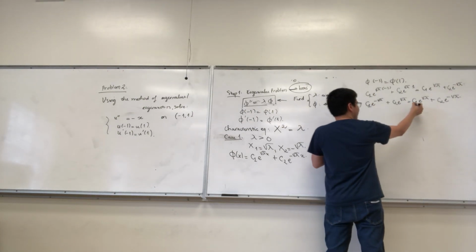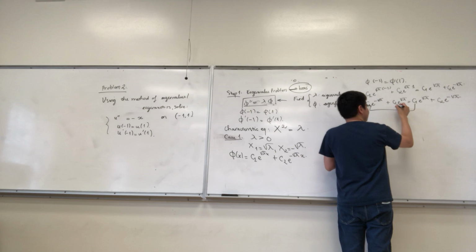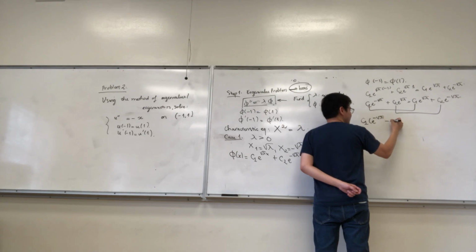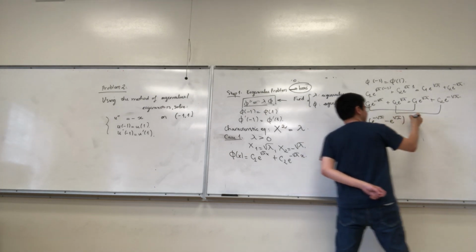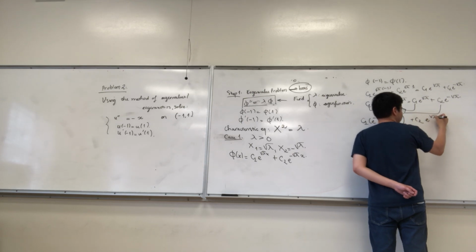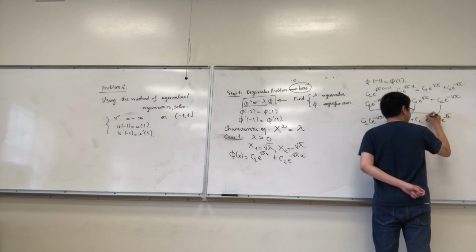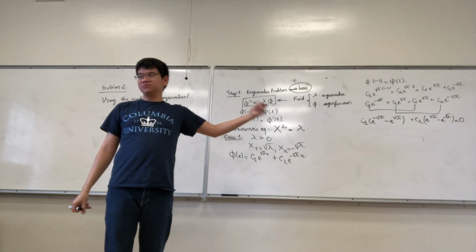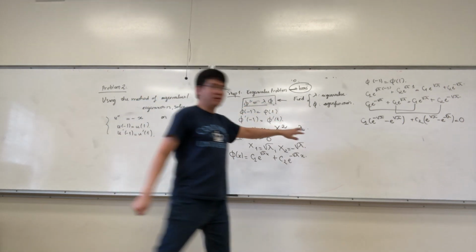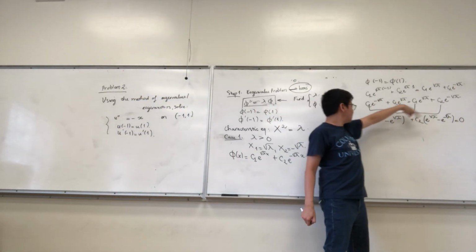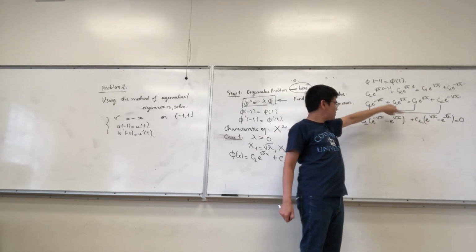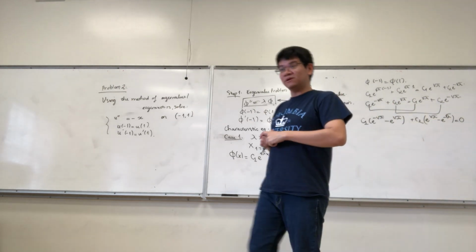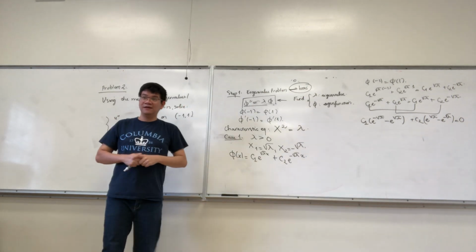So you're going to put all of the C1 together and all of the C2 together. So I have C1 times e to the square root of minus lambda minus e to the square root of lambda, plus C2 times e to the square root of lambda minus e to the square root of minus lambda, and this is equal to 0, right? When I put all of the C1 together, I have C1 here, and this is C2, so I have C2 times e to the square root of lambda minus e to the power minus square root of lambda, right? So what is the next step?